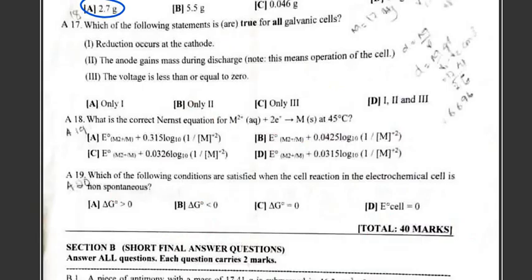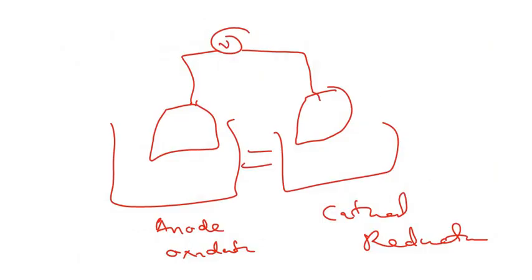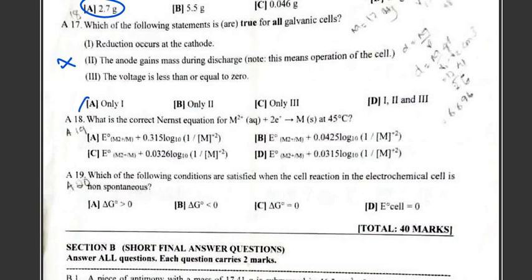Now let's check our options. Reduction occurs at the cathode, that's true. The anode gains mass during discharge, so this is false. The anode loses mass because electrons are moving from the anode to the cathode. Then they're saying the voltage is less than or equal to 0. So this is false because the voltage on the voltmeter has to be positive. It has to be greater than 0. That's what the E cell is supposed to read. That's how you know you're dealing with a galvanic cell, because it's self-driven. It's spontaneous. So the correct thing here is just 1. So the answer there will just be A.